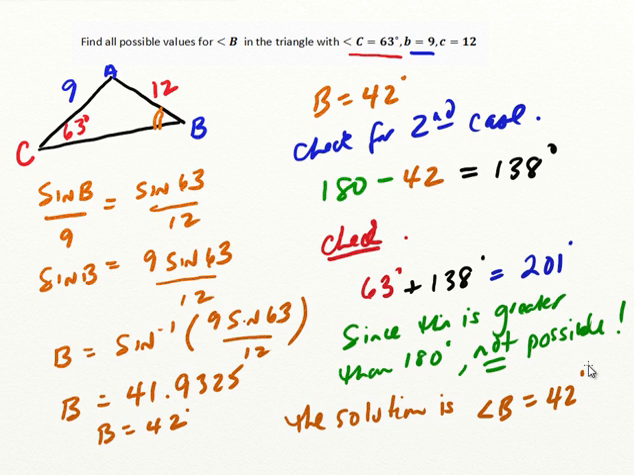So you have two examples, one where there were two possible solutions to the triangle and one where there's one. The process is exactly the same in both of them. You just need to make sure that you always check that second answer to make sure that it's less than 180 degrees when it's added to the original angle, and you can actually create a triangle using that possibility.